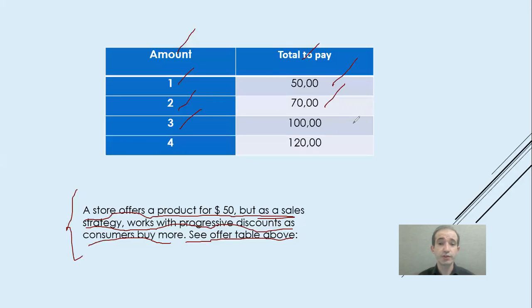If you buy three, you are going to pay 100 in total. If you buy four, you are going to pay 120 in total. Okay, what did you notice? Here, the amount is increasing, and the total to pay is increasing also, but are they proportional? Let's do the test.